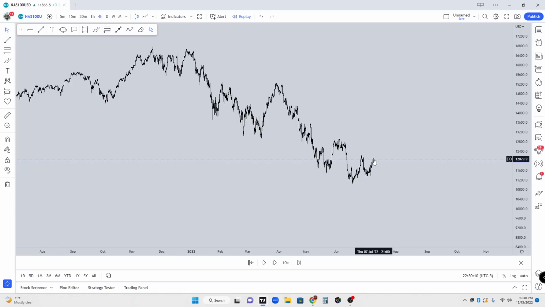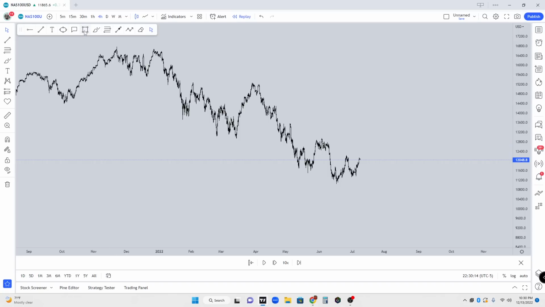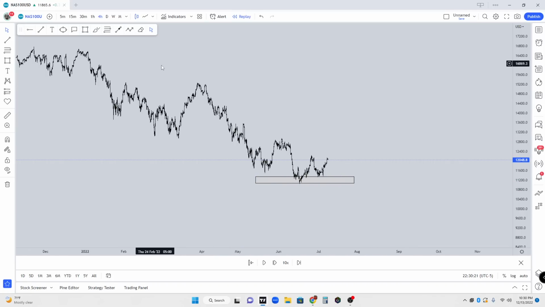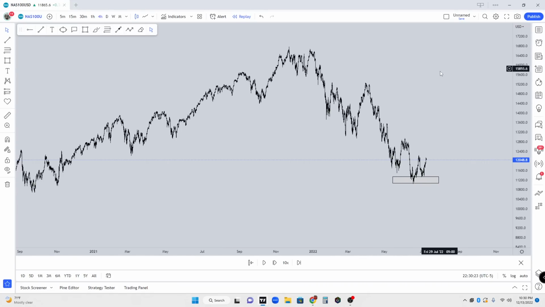So right here we are in July of 2022. All right, so summertime, cool beans. Let's look at what we got here. I see that we have a level of support right around this area here. We are in an obvious downtrend currently.